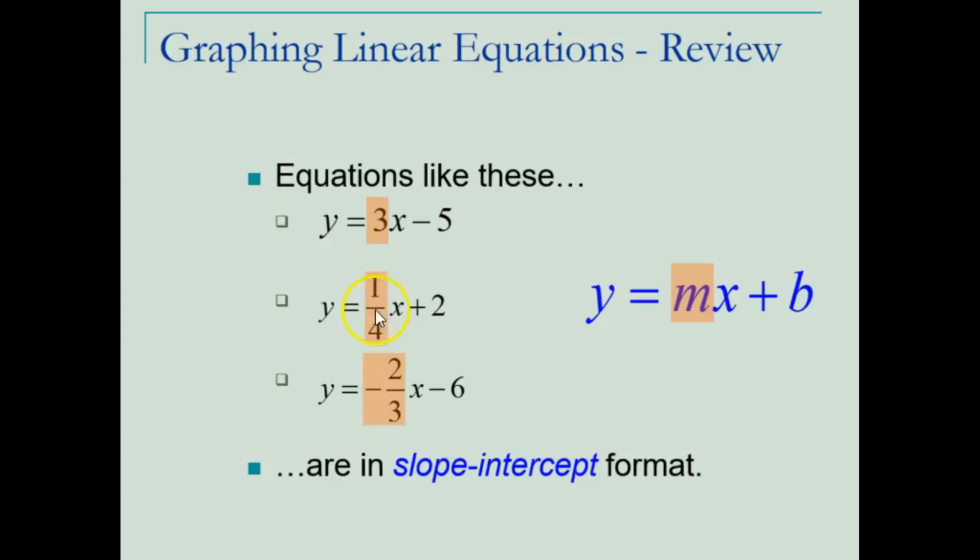The coefficient of the x term in each one of these cases is the slope. So we can see in the first equation the slope is 3, 1/4, and -2/3 in the second and third equations respectively. The constant term is the y-intercept. In other words, where each of these graphs crosses the y-axis. In this first equation, our y-intercept is at -5. It will be at 2 in the second equation and at -6 in the third example.